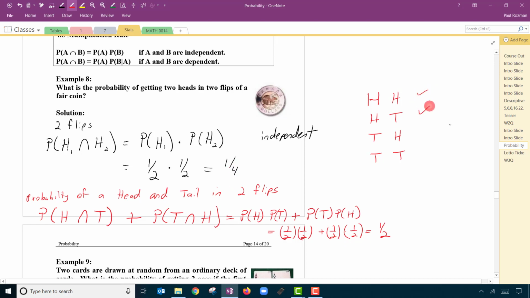Each one of these outcomes is equally likely. They're all 1/4, 1/4, 1/4, 1/4. And if you add them all up, you get 1. Maybe I can write that. That's its probability distribution. The 4 outcomes, the outcomes' probabilities, and their total has to equal 1.